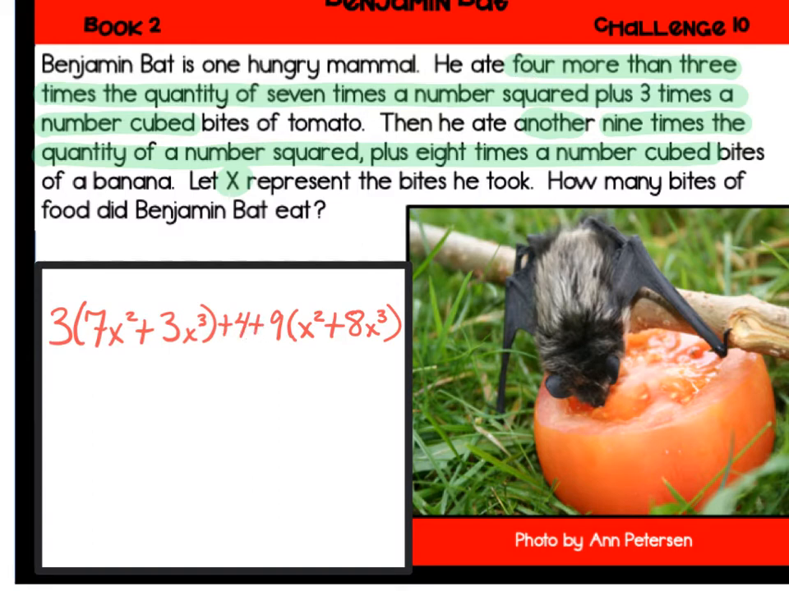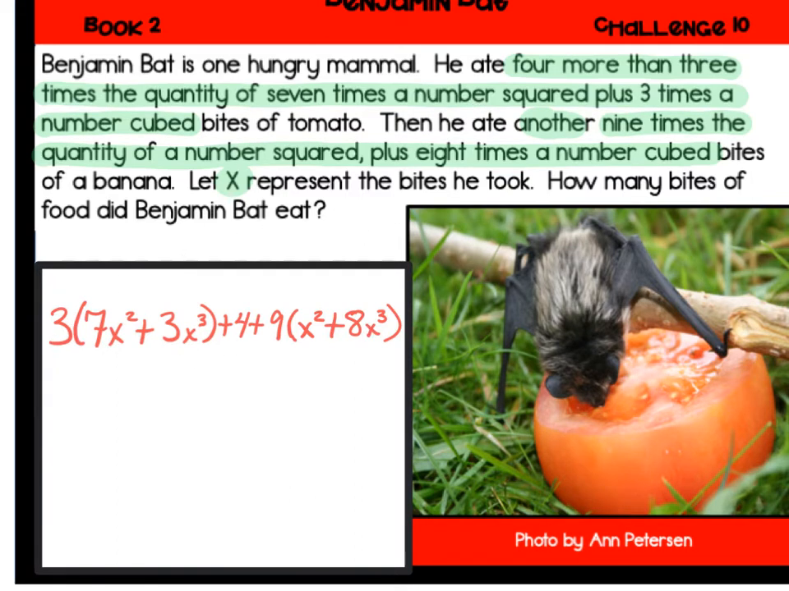So then we're going to add, because we've got another, 9 times the quantity of, that's our parentheses. And then right here we have just a number squared. And then we have plus 8 times a number cubed. And voila, my friends, that is the way you would write this, the word portion, into a mathematical expression.